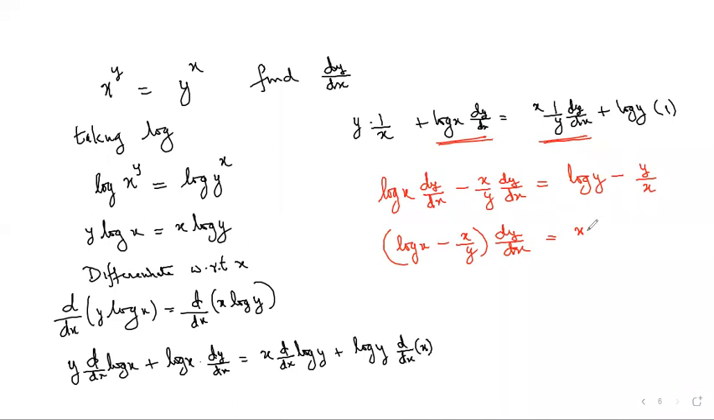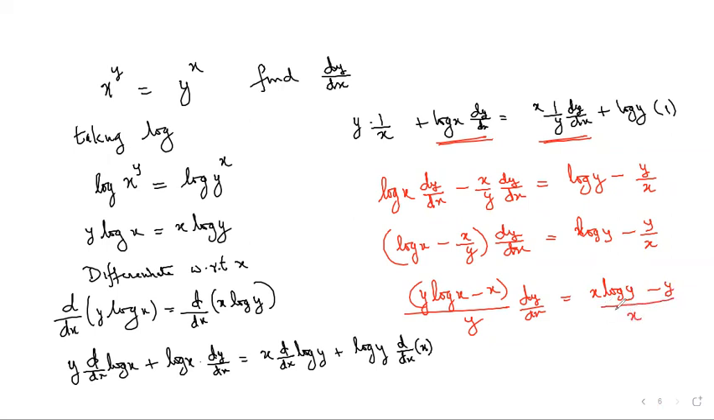So here, if you want, I'll write this step as it is. Please put your answer. I've received 3-4 answers only. y log x minus x upon y, x log y minus y upon x. So dy by dx is equal to y times x log y minus y divided by x times y log x minus x. This is your final answer.